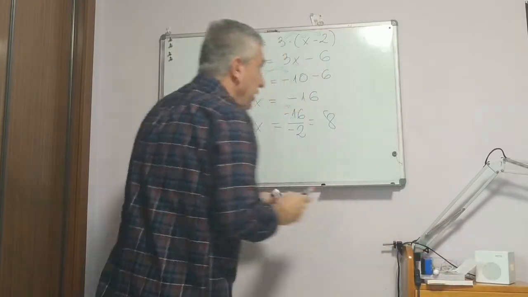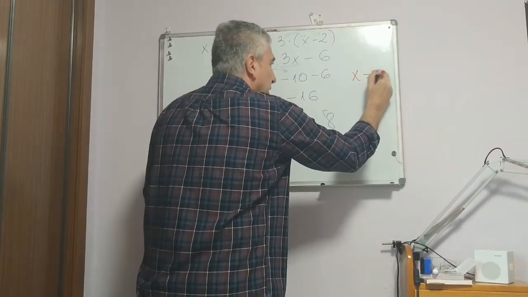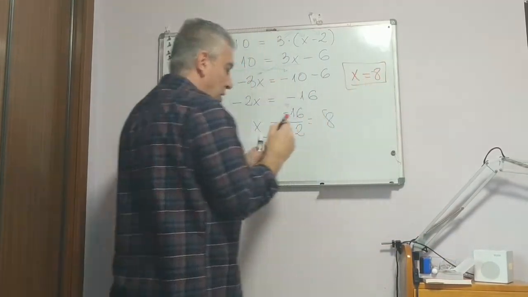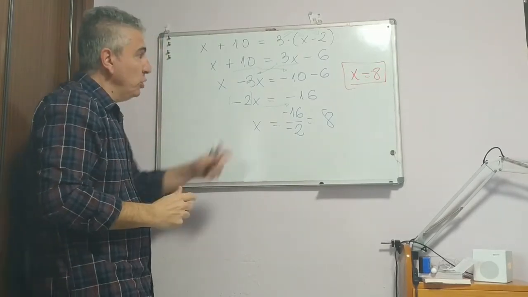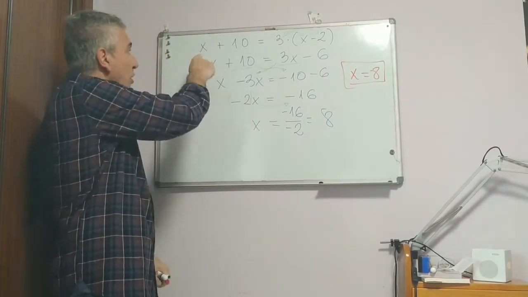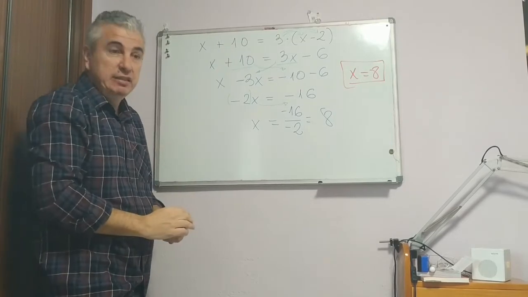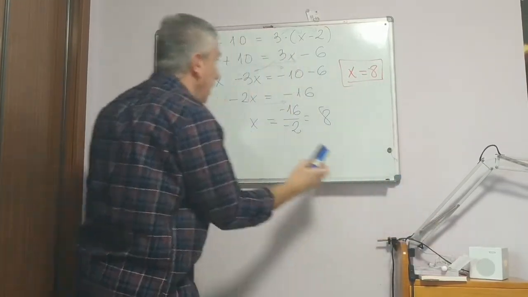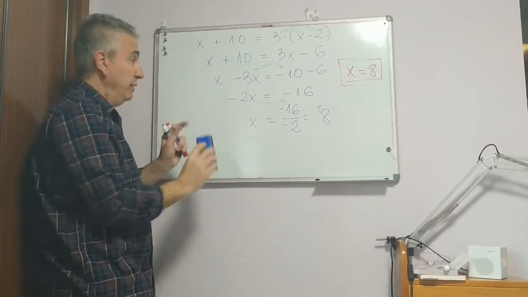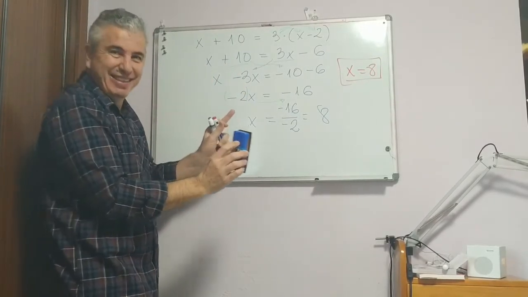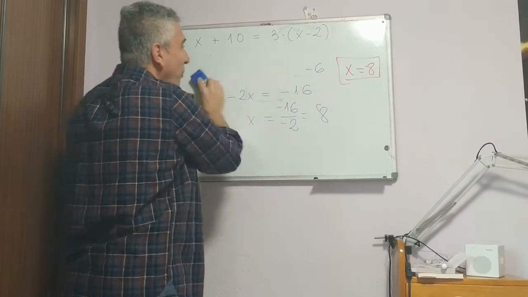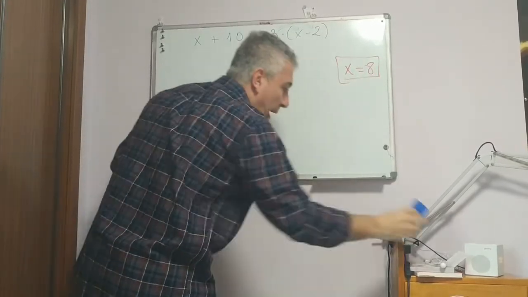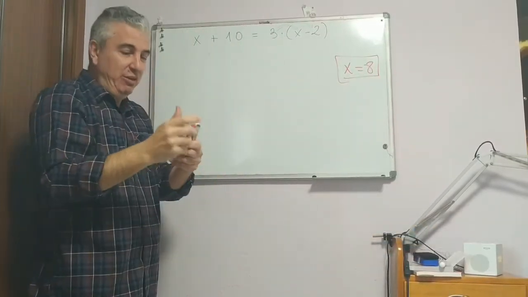So we think that x equals 8 is the solution of the equation. What is the solution of the equation? The solution of the equation is the value of the variable that makes the equality true. And this is what we have to check now. To check this, I'm going to delete. Have you copied? If you haven't copied, you can go back to the video because it is a video now.